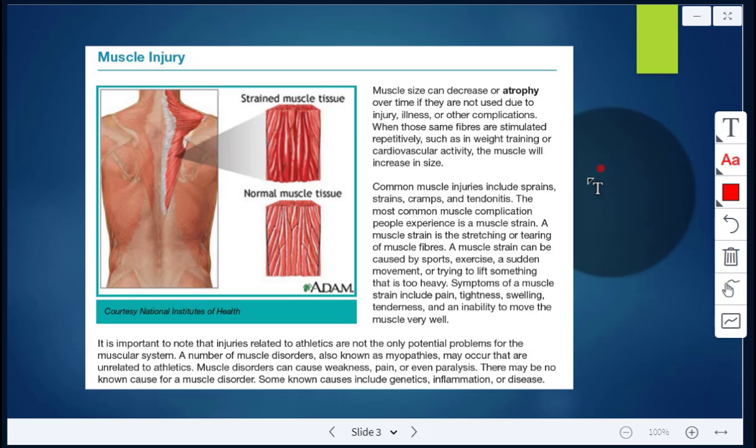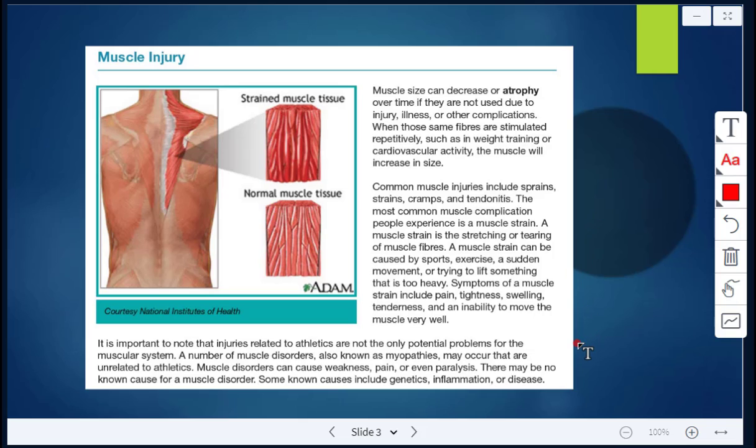Common muscle injuries include sprains, strains, cramps, and tendinitis. Most common muscle complication that people experience is the muscle strain. This is when there's stretching or tearing of muscle fibers. A muscle can strain because of sports or exercise, a sudden movement, trying to lift something that's too heavy. And symptoms include pain, tightness, swelling, tenderness, and sometimes an inability to move that muscle very well.